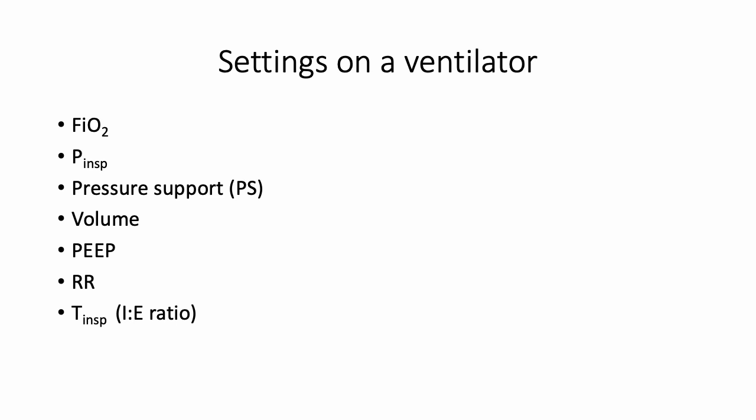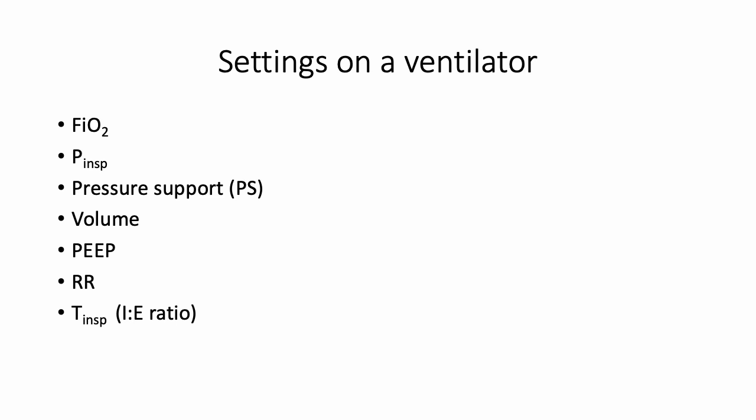Volume, self-explanatory really, is the tidal volume that we're setting. PEEP, or positive end expiratory pressure, is a pressure that's present throughout the respiratory cycle and helps prevent airway and alveolar collapse. The respiratory rate obviously is how many times per minute the breath is being delivered. And then the T-insp, or inspiratory time, is the time over which that breath is delivered.